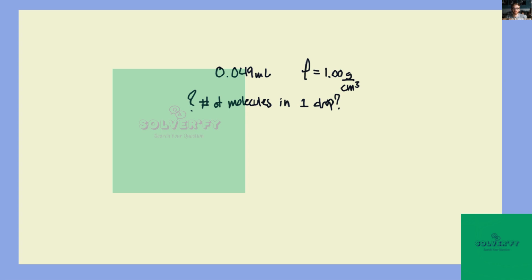We are told the volume in milliliters, but they've given us the density in grams per cubic centimeter. Well, it just so happens that 1 centimeter cubed is equal to 1 milliliter in terms of volume, so that's perfect. So we can say that the density is also 1.00 grams per milliliter. All right, so then we could work out the mass of our drop of water. We can say 0.049 milliliters times 1.00 grams over milliliters. At this point, milliliters cancel and we have grams.